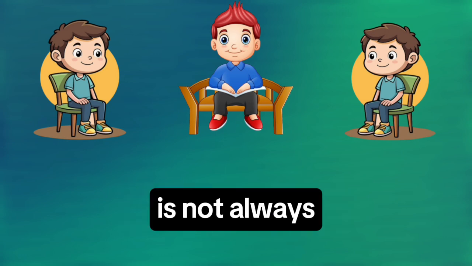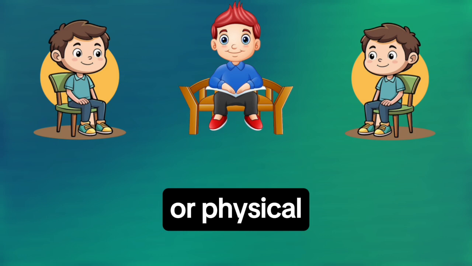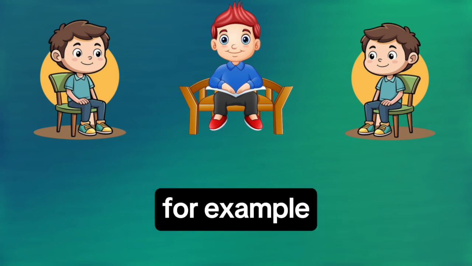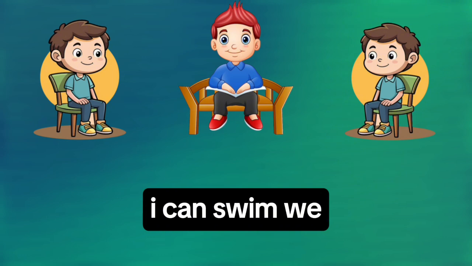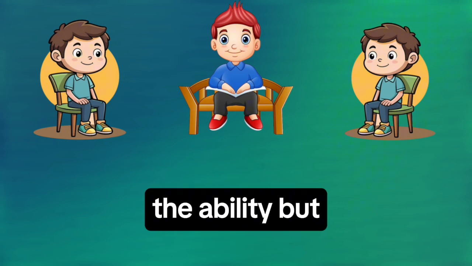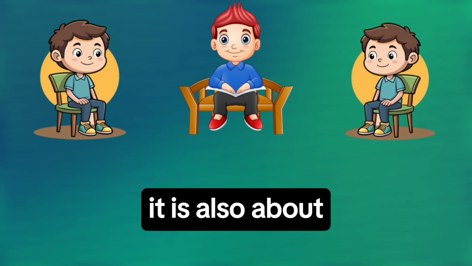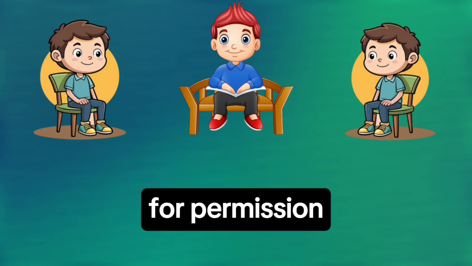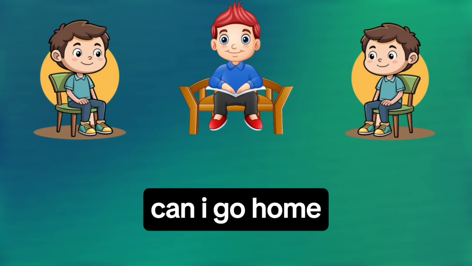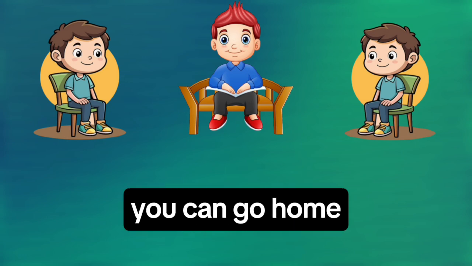Can is not always about a skill or physical ability to do something. For example, can you swim? I can swim. We are talking about the ability, but it is also about asking for permission and giving permission. For example, can I go home now? You can go home now.